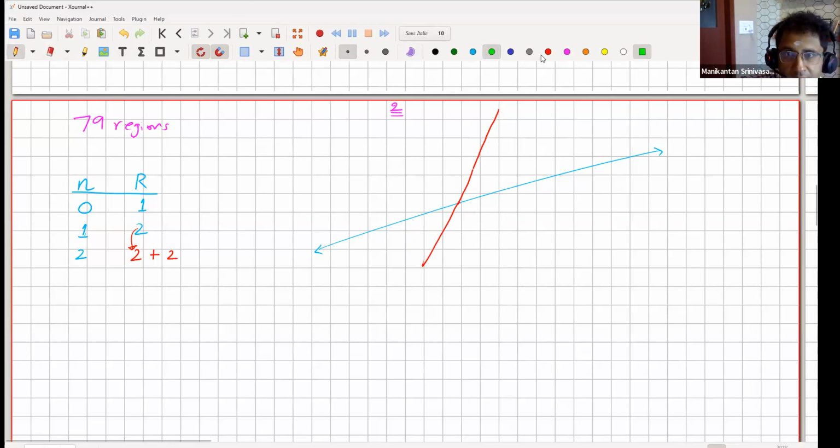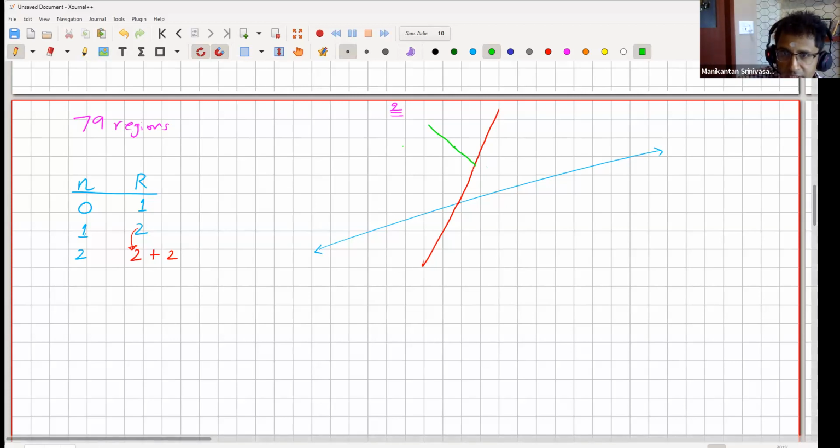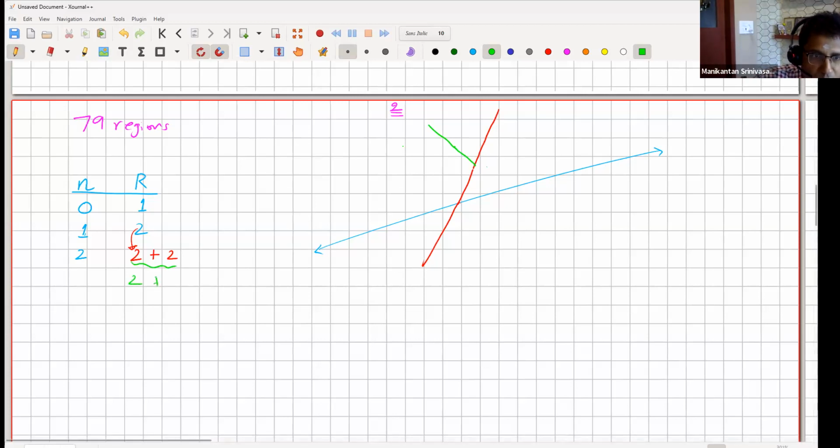So the third line in green is going to start coming from infinity, right? So far nothing has happened, nothing has happened. Boom, it just touched the red line. When it just touches the red line, right now we have a count of 2 plus 2, right? I'll just write this 2 plus 2.